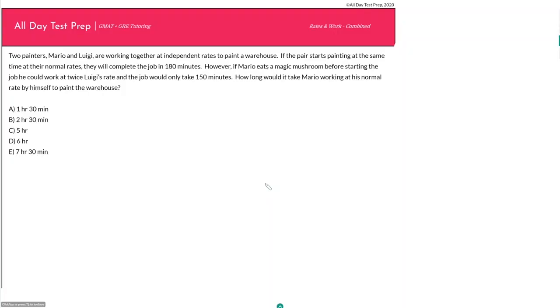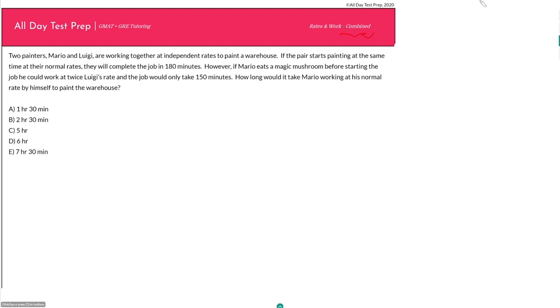GMAT all day. In the last video, we saw that when you are trying to find the catch-up rate, the rate at which one person is catching up to another person, you have to find the difference of their individual rates. In this problem, we will be doing a combined or additive rate problem, and it should make sense that if you have two things working together now, you have to add their rates.